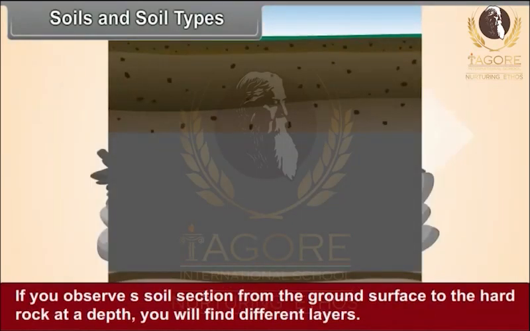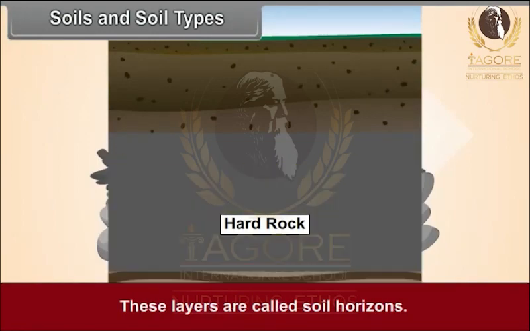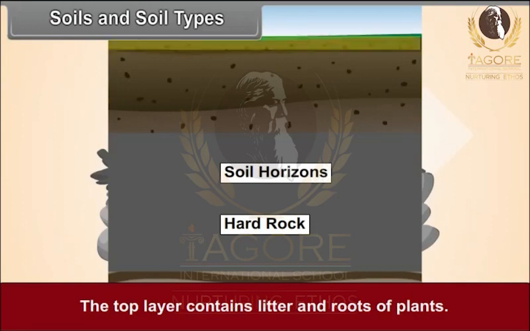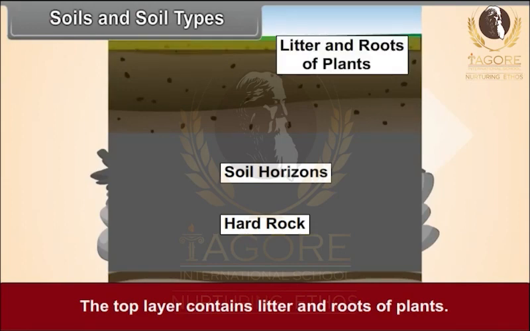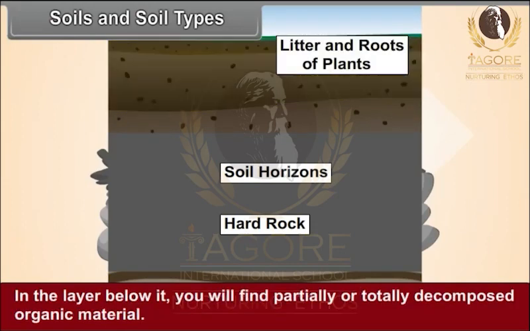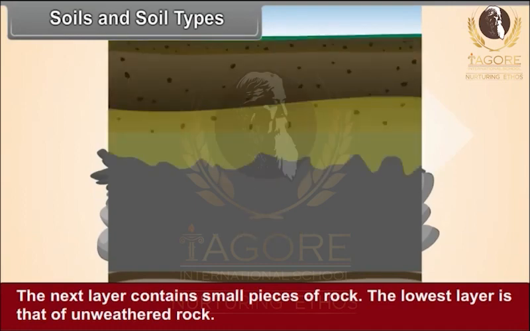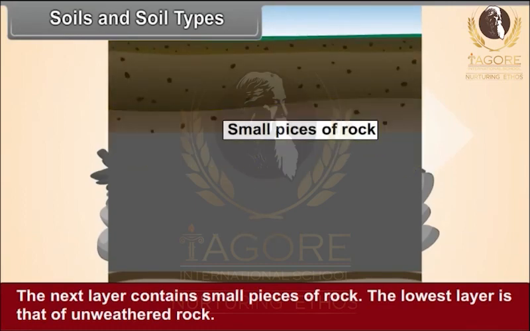If you observe a soil section from the ground surface to the hard rock at a depth, you will find different layers. These layers are called soil horizons. The top layer contains litter and roots of plants. In the layer below it, you will find partially or totally decomposed organic material. The next layer contains small pieces of rock. The lowest layer is that of unweathered rock.